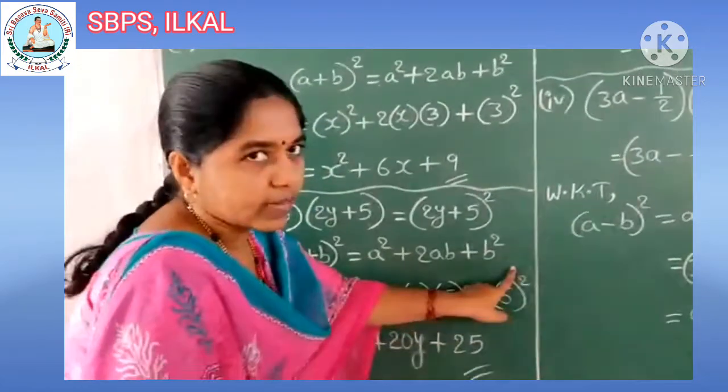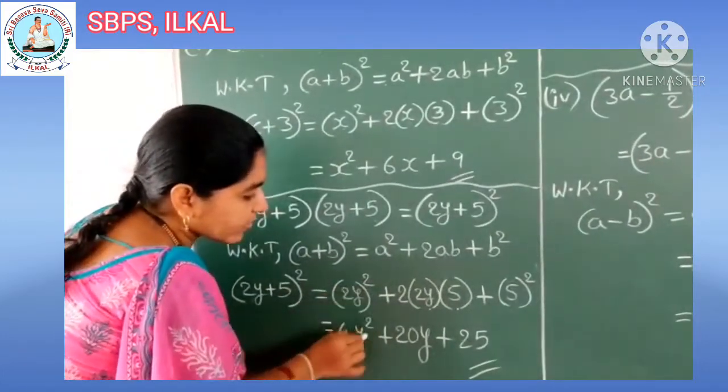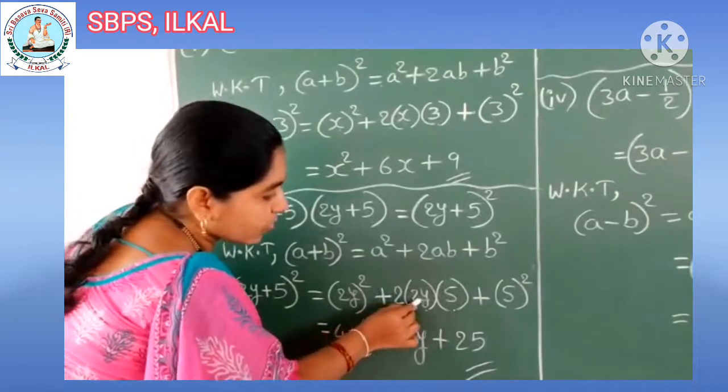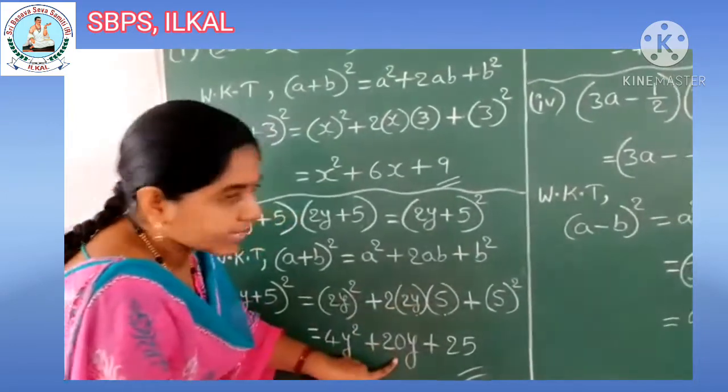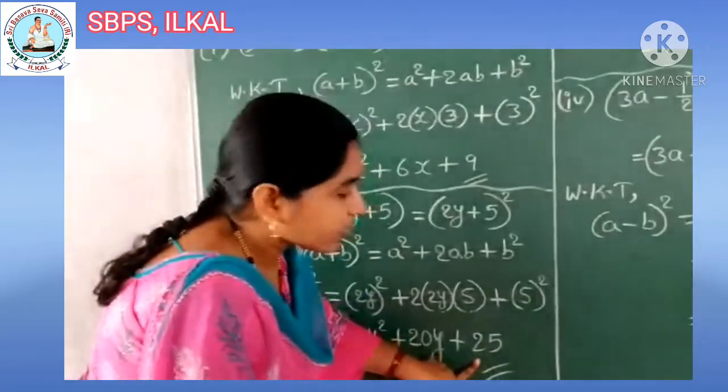5 square. Then 2y whole square means 2 2s are 4, y into y, y square. 2 2s are 4, 4 5s are 20. First numeral multiplication and then variable. Then 5 square is 5 5s are 25.